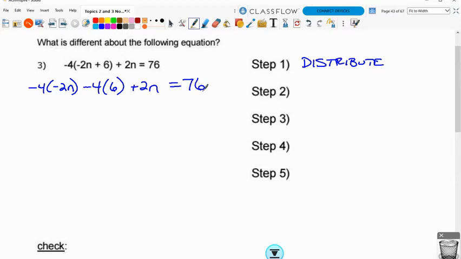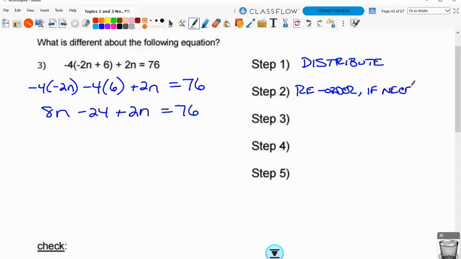So when we multiply here, if we do negative 4 times negative 2n, that's positive 8n. And then if we do negative 4 times 6, that's negative 24. So we'll have 8n minus 24, and then bring down the plus 2n equals 76. Okay, so there's our first step after we've distributed. Now this looks like what we were doing on the other side. Step number 2, I'm going to reorder my terms if necessary.